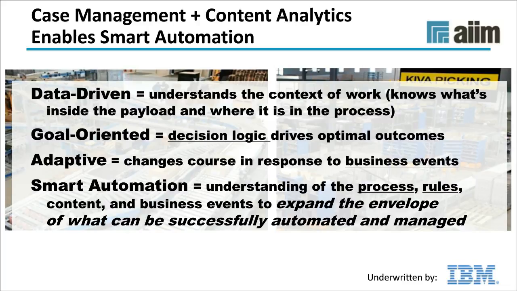And it's goal-oriented. It's using rules to drive the best outcome. It knows what the goal is, and it's getting there in the way that is most expedient, and in that way, it's adapting to changes in the process, changes in circumstances, and to other events that are happening. So ultimately, smart automation is about understanding the process, rules, and content, combined with responding to business events, ultimately to expand the envelope of what can be automated and managed. So being able to do more, since there's only a finite amount of work today that we can really automate in the way that I showed in that first model.